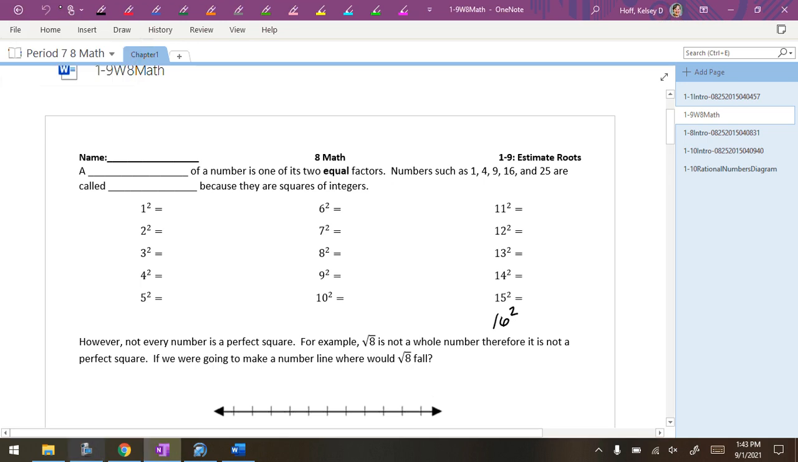1-9, we're jumping all over the place. I don't like how chapter 1 is set up, so I actually split it.